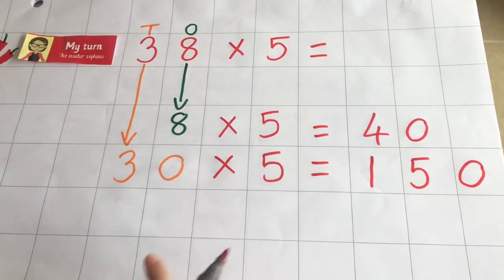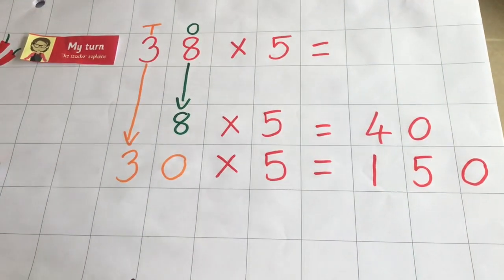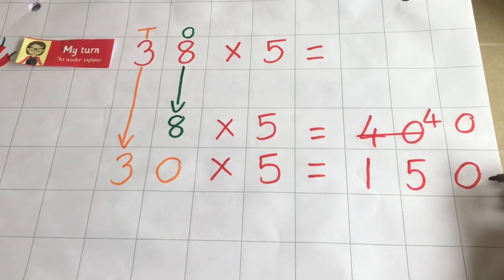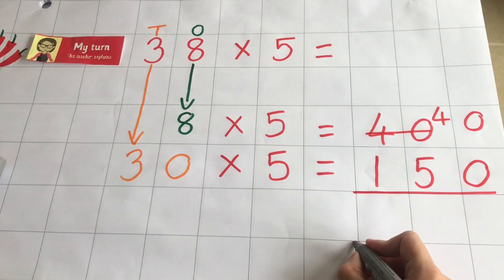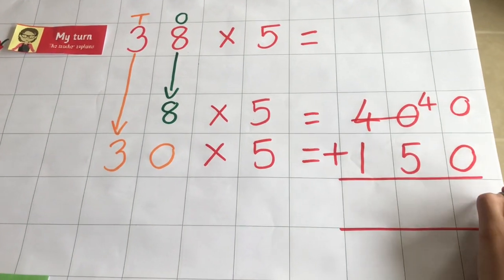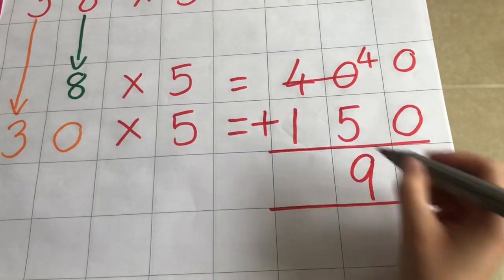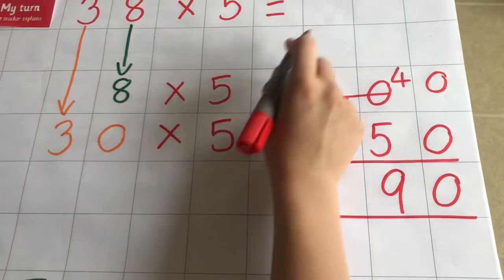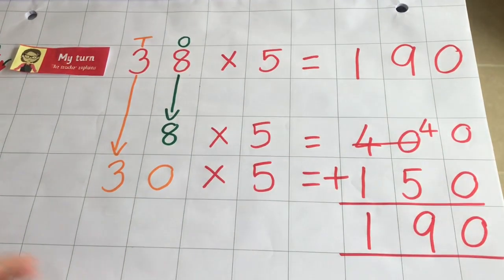Now with these 2 mini answers, we need to add them back together to get our overall answer. I'm just going to move 40 over so that my ones are in the same column, my tens and my hundreds. So I'm going to do 40 add 150. No ones, 4 and 5, that's 9 tens, no hundreds and 190. So my final answer for my whole question is 190.